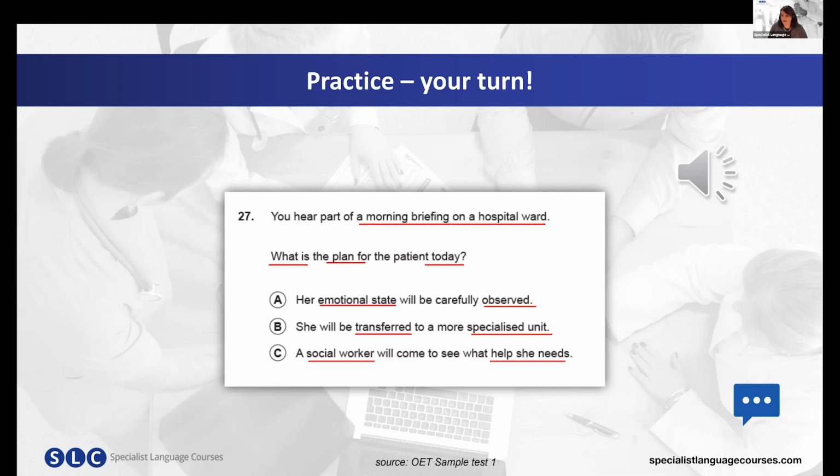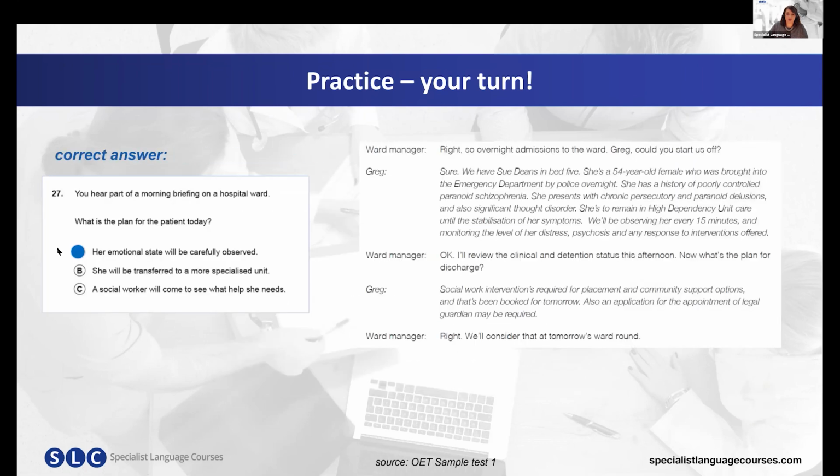Okay, well done, everyone. I saw you weren't putting your answer in until the end, so let's see your answer for 27. Okay, great. So the majority of you here choosing A. So let's take a look at this. So A is the correct answer here. So we're listening to today, and we'll be observing her every 15 minutes and monitoring the level of her distress. So her emotional state will be carefully observed.